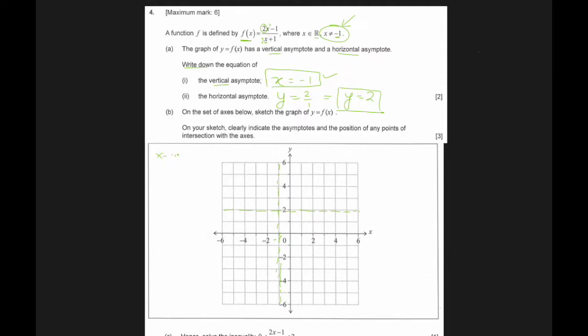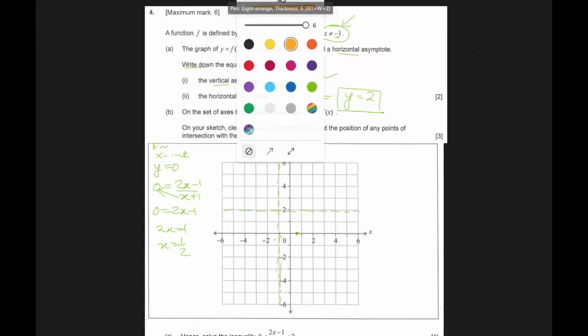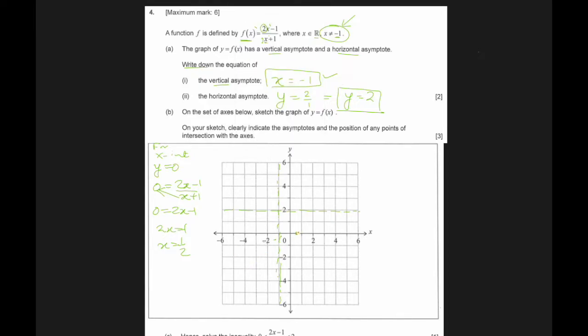Let's find the x-intercept first. For the x-intercept, y is equal to 0. So in the main equation, f(x) equal to 0. Make it equal to 0 and you'll get your x-intercept: 2x minus 1 over x plus 1. This x plus 1 goes, multiplies with 0 and vanishes because of cross multiplication. So 0 equal to 2x minus 1, 2x equal to 1, x equal to positive 1 over 2. This will be here. Let me change the color so that it is easy for us. Okay, so this is the x-intercept.